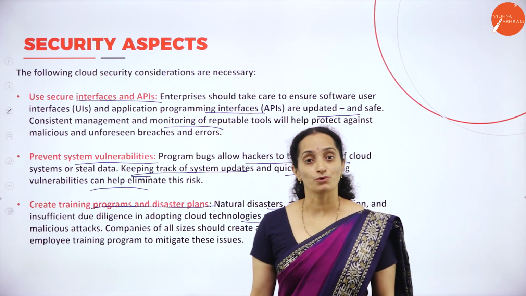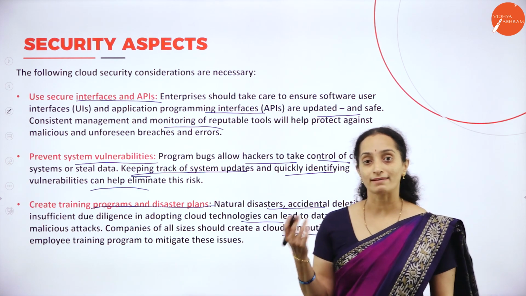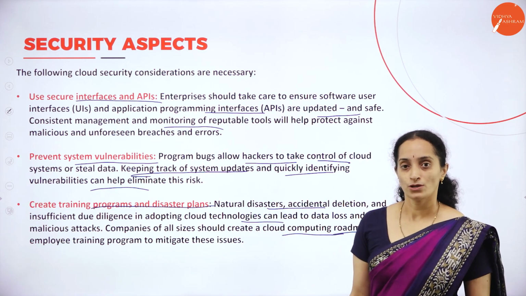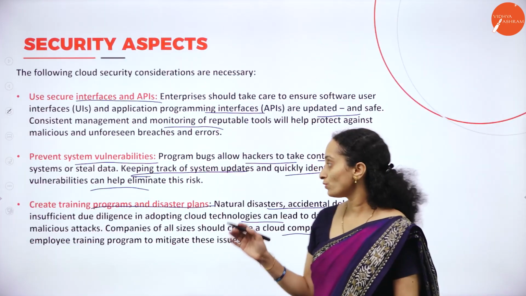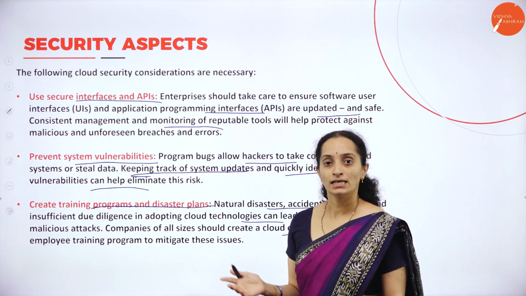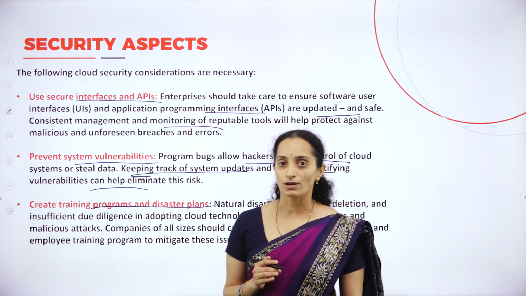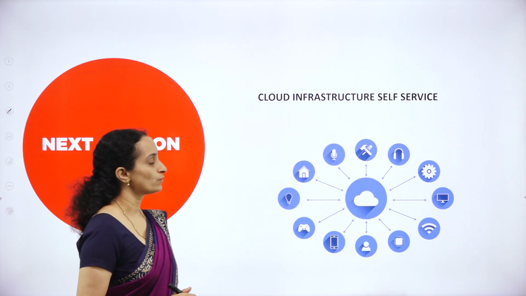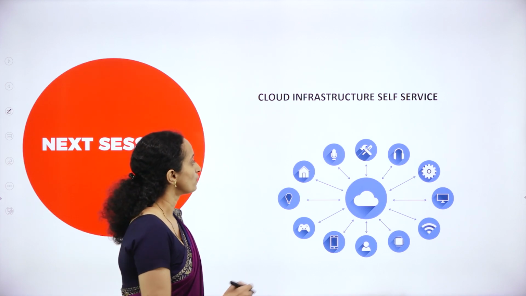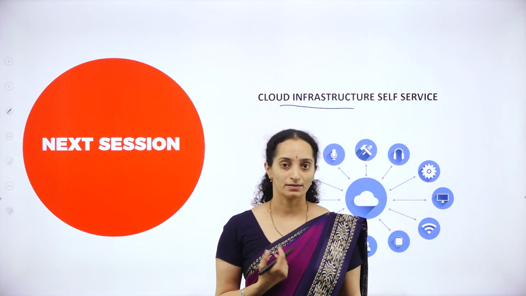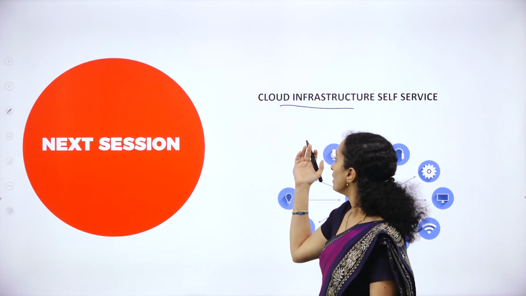The companies must have a roadmap of cloud computing, how they have accessed and how they are going to store the data. All those things must have a roadmap that can help you to have more secure data over the cloud. Okay, this is all about the dynamic infrastructure and cloud adoption. In the next session, we are going to learn about cloud infrastructure self-service. How can self-service be carried out in a cloud infrastructure?